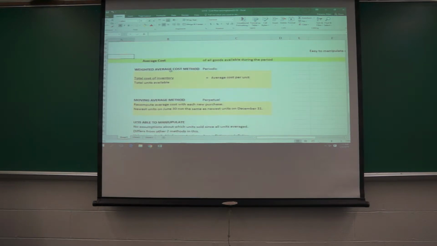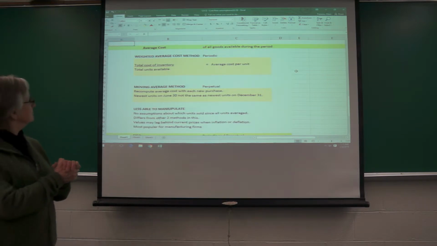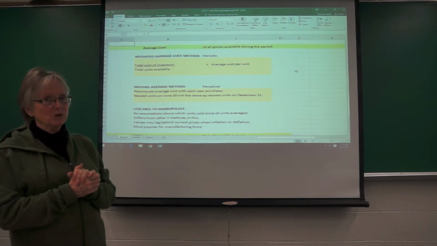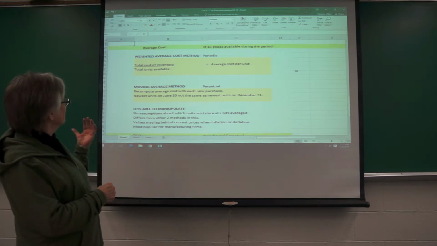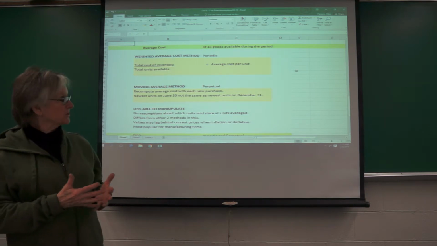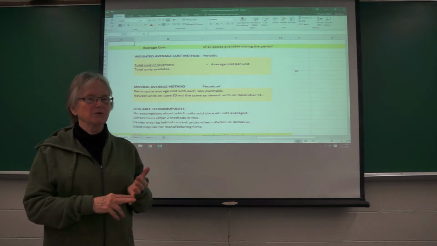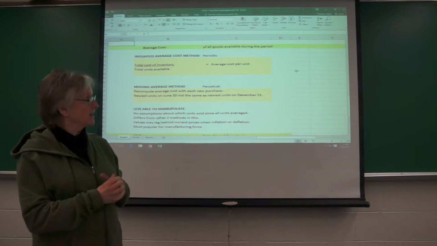The next cost flow assumption is average cost, and this is the periodic method, what you did in AC 102, where you just take the total cost of the inventory divided by the total units you had available to sell. You get an average cost per unit. You apply that average cost to both your ending inventory and your cost of goods sold, however many units you have left times that average cost.